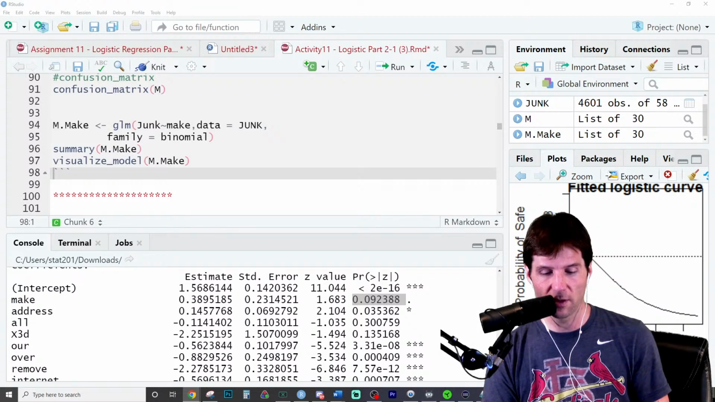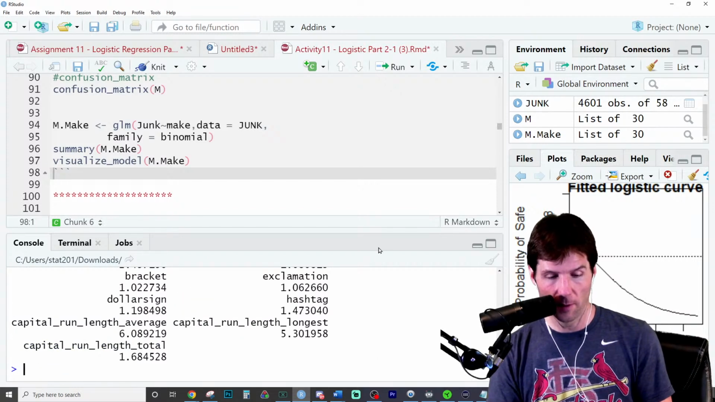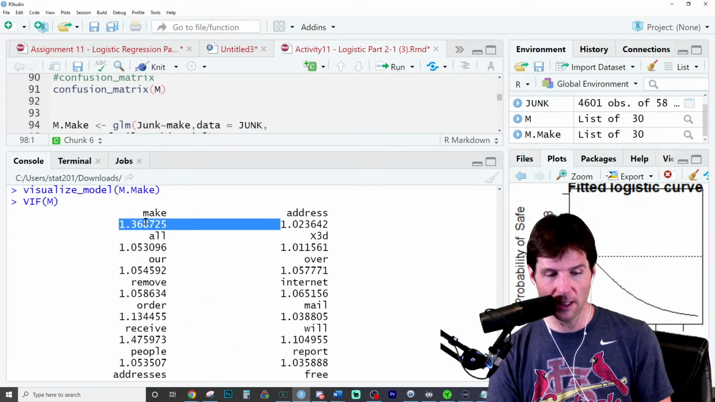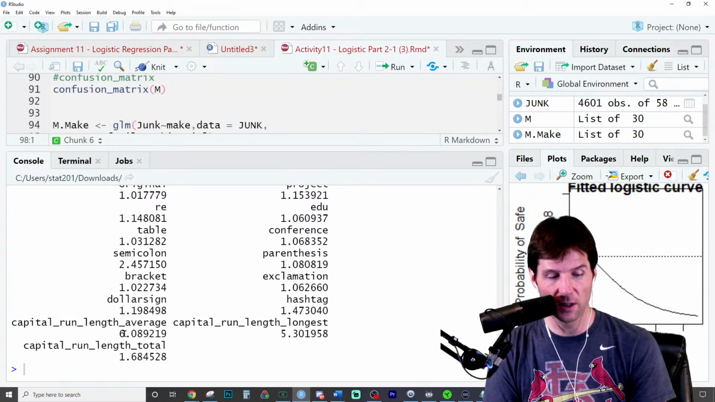So let's look at some VIFs on that in multiple model. Variance inflation factor. There we go. Probably due to some redundancy, and here's the variance inflation. It's not that redundant. The most redundant thing is, or the one that shares the most redundancy is capital run length average with capital run. You notice these are kind of similar capital stuff.